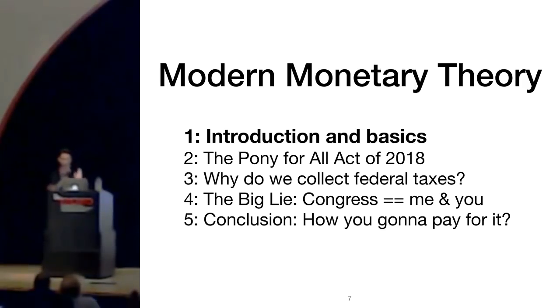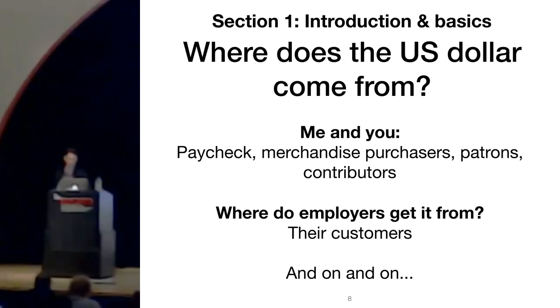Okay, so we're going to do this in 5 chapters. First, where does money come from? You and I, most of us get a paycheck from our company. Some of us sell merchandise and we get money from the people who purchase that stuff from us. Patrons, monthly patrons, we might get monthly contributions or one-time only contributions. So we get the dollar from our employers.